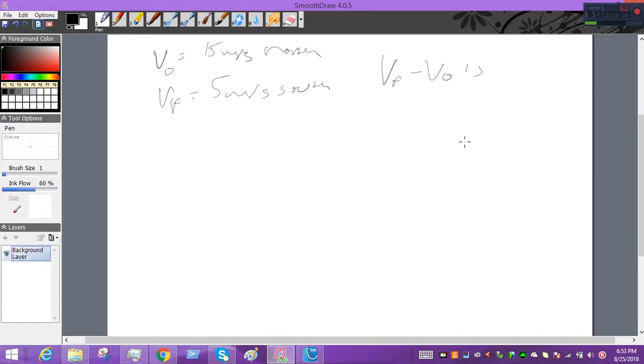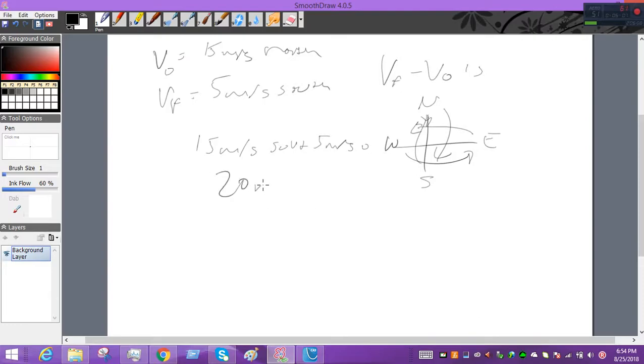If we draw a quick compass with north, east, south, and west, north turns to south. Likewise, if we were subtracting east, it goes to west, and west would go to east. So this north will turn into south, and you get 15 meters per second south plus 5 meters per second south, and the resultant is 20 meters per second south.